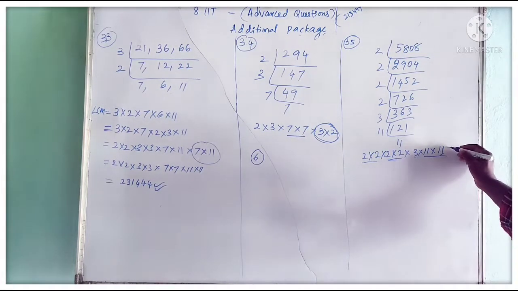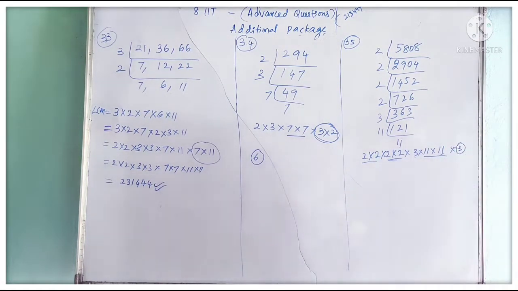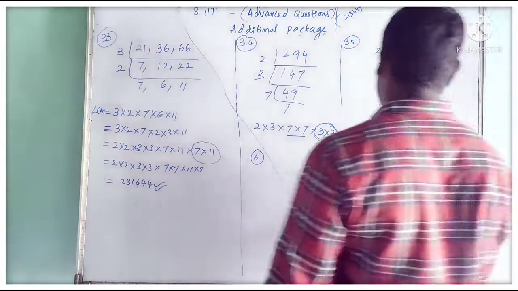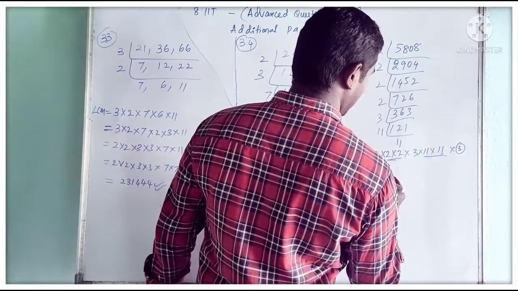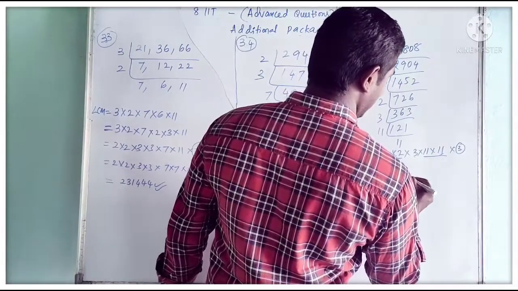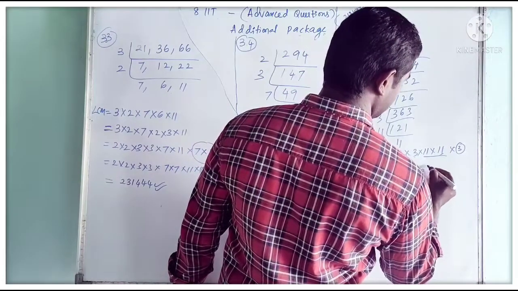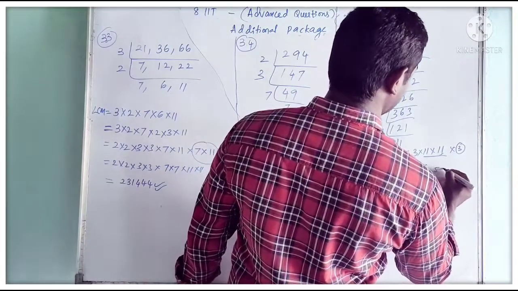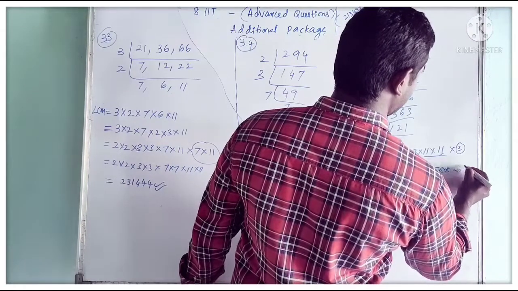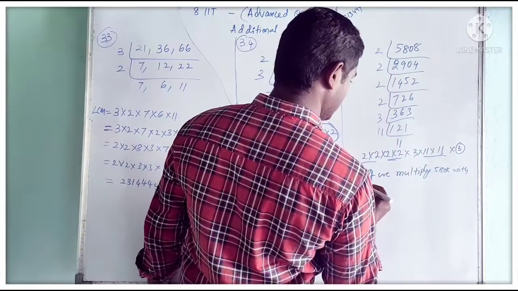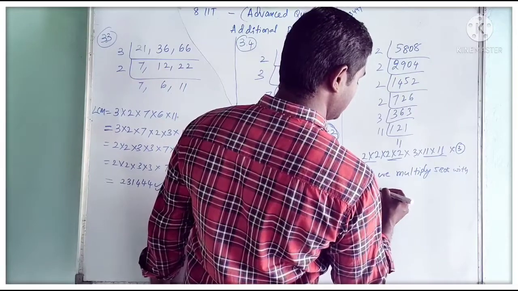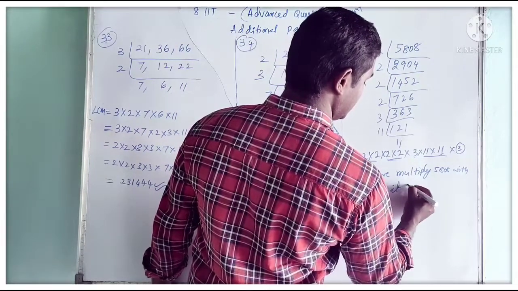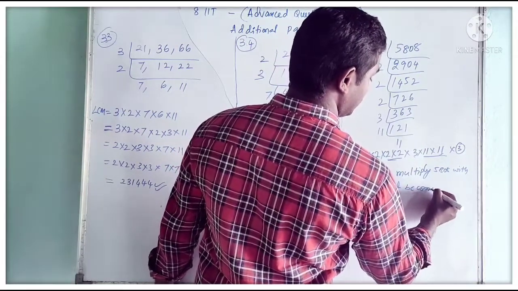So to make a perfect square we need to multiply with 3. Therefore, if you multiply 5808 with 3, then it becomes a perfect square.